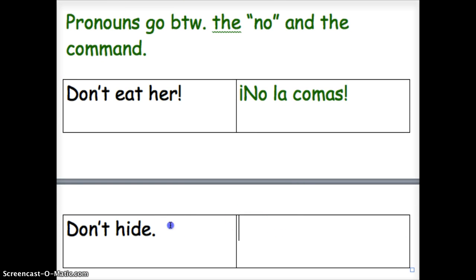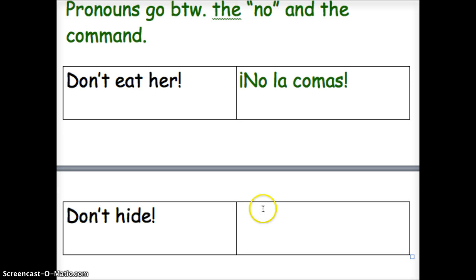Don't hide. If you're crying out to a turtle for whatever reason, don't hide. No. And then esconderse is to hide. The yo form of esconder is escondo. We drop the o. No escondas, opposite endings. And we need to put the yourself. I'm speaking to one person informally, so te. No te escondas.